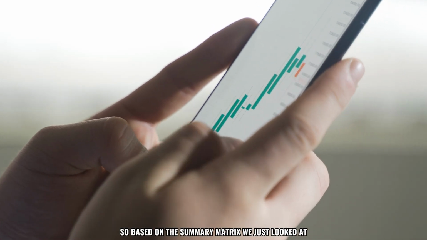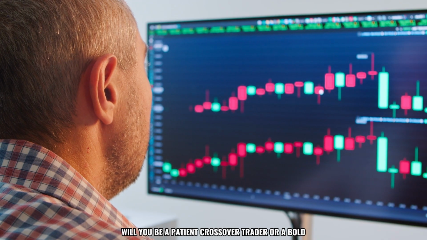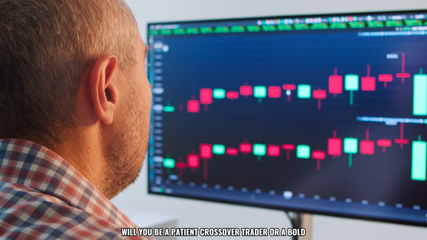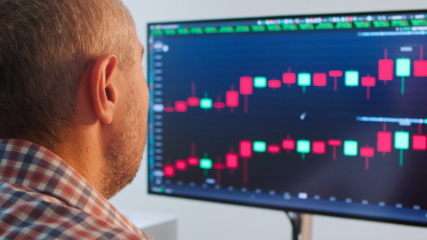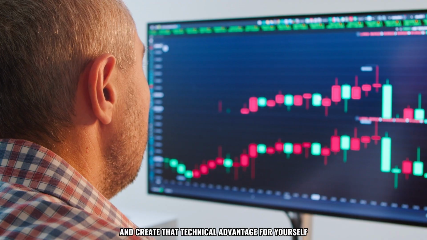So, based on the summary matrix we just looked at, which tool will you master first? Will you be a patient crossover trader or a bold, dynamic breakout trader first? Choose one, test it thoroughly, and create that technical advantage for yourself.